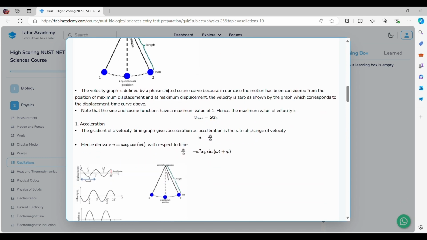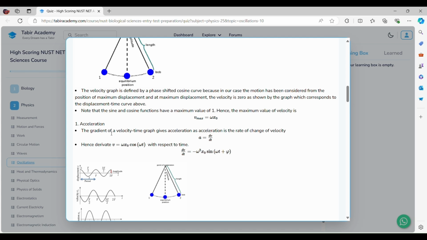The velocity graph is defined by a phase-shifted cosine curve because in our case the motion has been considered from the position of maximum displacement, and at maximum displacement the velocity is 0 as shown by the graph, which corresponds to the displacement time curve above. Note that the sine and cosine functions have a maximum value of 1, hence the maximum value of velocity is Vmax equals to omega x naught.